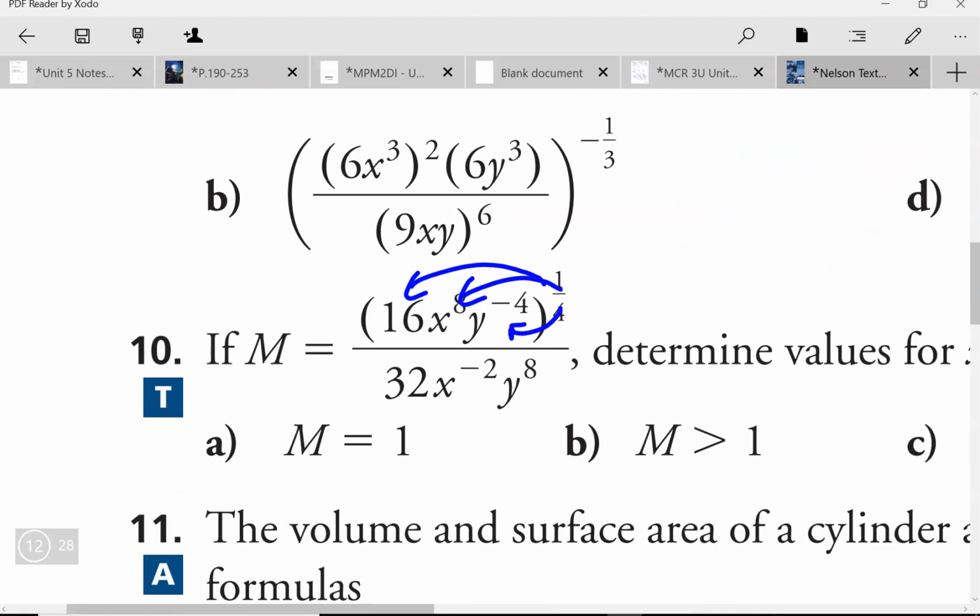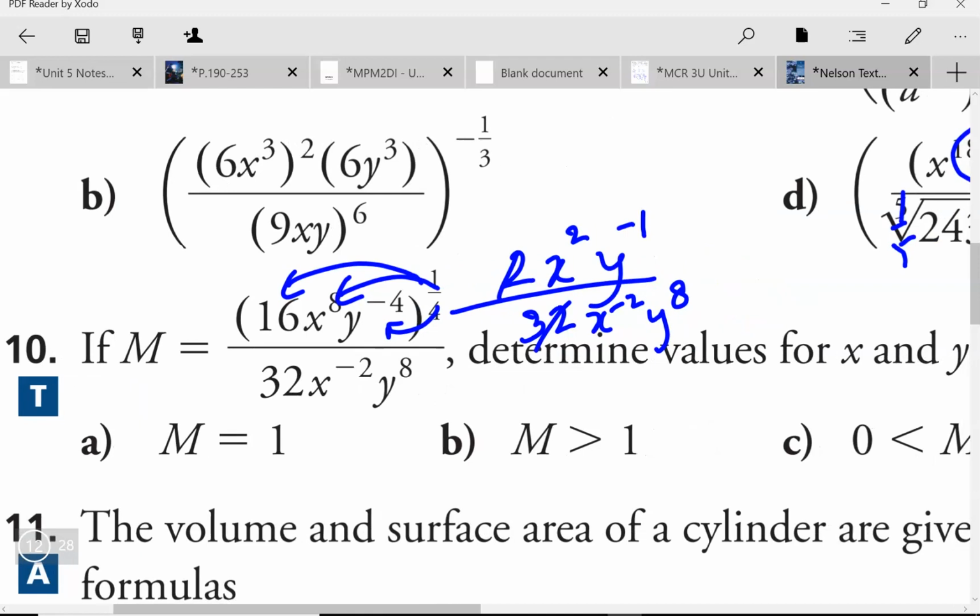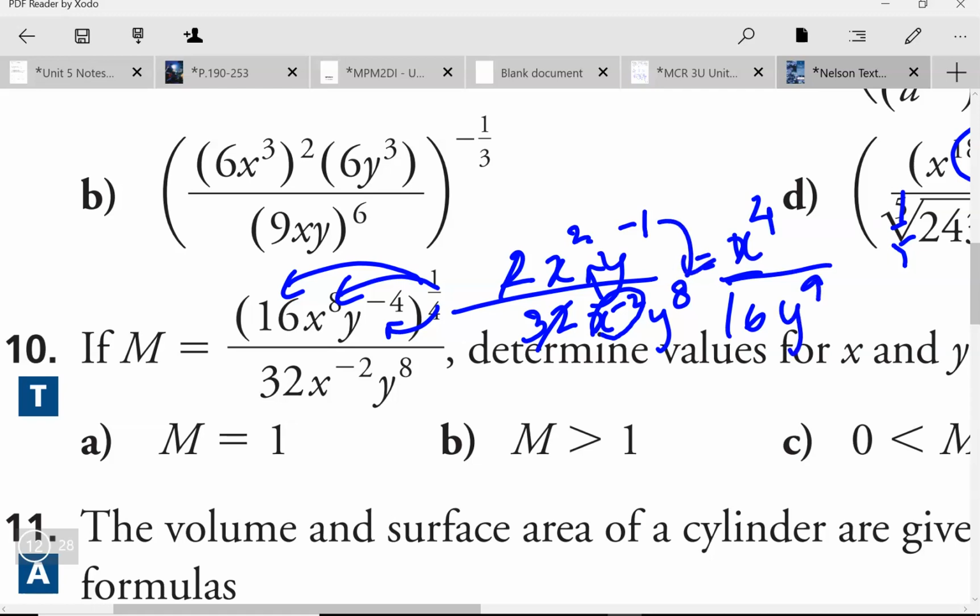So 16 to the power of 1 over 4 is 2. x to the power of 8 times 1 over 4 is 2. Negative 4 times 1 over 4 is negative 1. I'm left in the denominator with 32x to the negative 2, y to the 8. I'm going to cross cancel this to give me 1 over 16. This x to the power of negative 2, I'm actually going to move to the numerator, which gives me x to the power of 2 plus 2, 4, in the numerator. And this is going to come to the denominator, y to the power of 9.